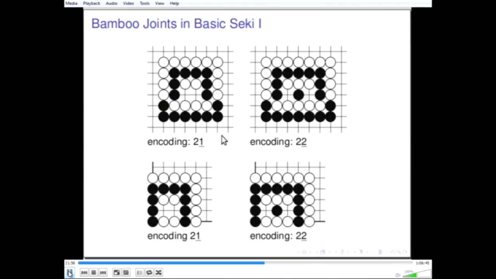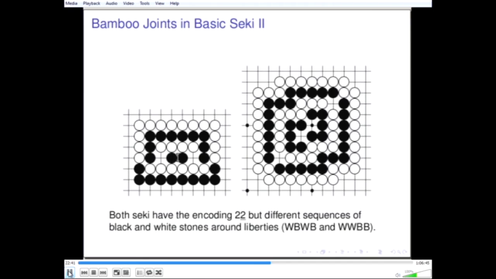Bamboo joints, one can show that if there's a bamboo joint, then there can be only those chains which are neighbored to these two liberties from a bamboo joint and no more. And then this bamboo joint can be split and the extra chain can be inserted, which changes also the encoding, because here we have only one black chain participating in the Seki, whereas here then we have two. And we can extend this simple stone, single stone, to two or more stones.